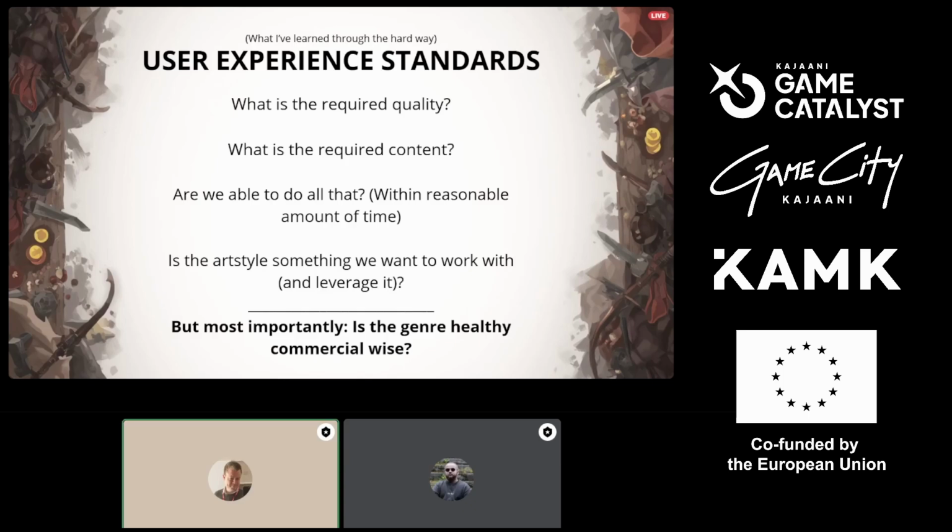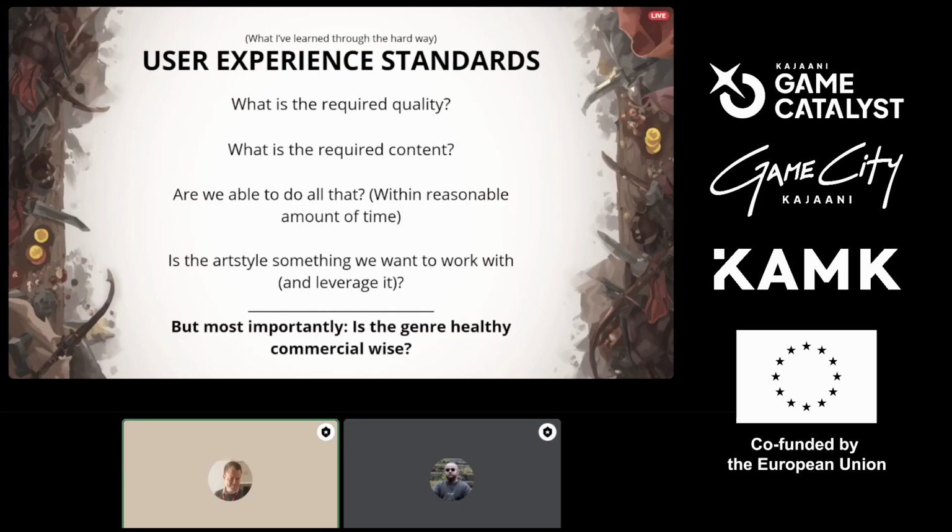Which leads also to the question, are we able to do all that within reasonable amount of time? So can we as a team actually hit those user experience standards that are set for this specific genre, but also within reasonable amount of time? And the reasonable amount of time equals how much you need to sell to break even with the given game, which is obviously an interesting number if you're actually trying to make a living out of game development. That's, let's say, one of the main calculations that you need to be doing as well.